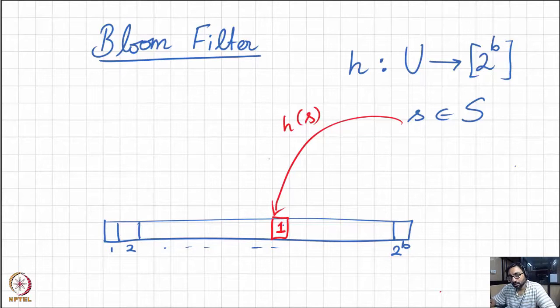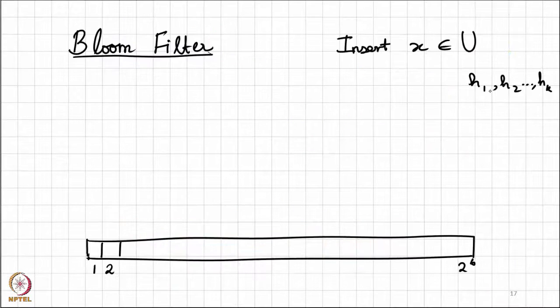but there's something more we can do. Right now we are using a single hash function. Let us now try to understand how the Bloom filter will work when we have access to k different hash functions h1 through hk. So we have 2 raised to the b binary cells, and they're all initialized to 0.